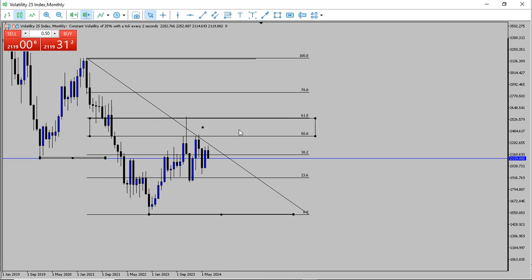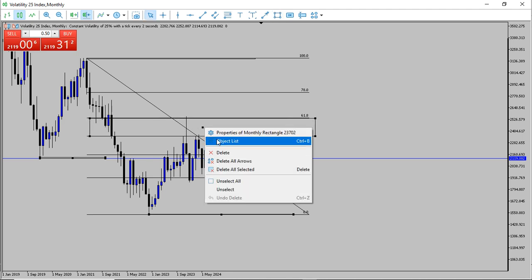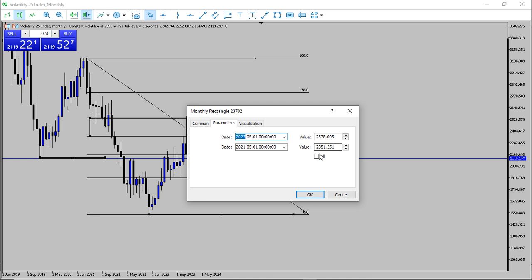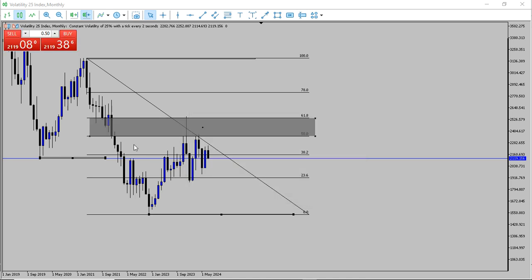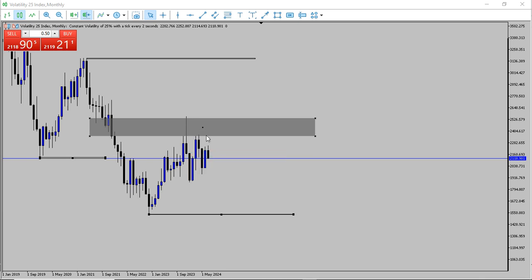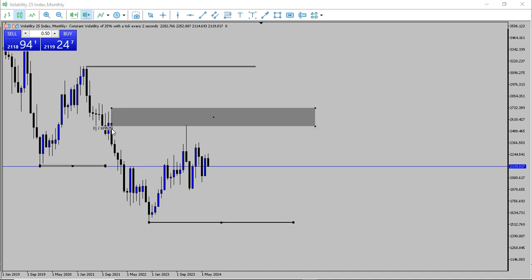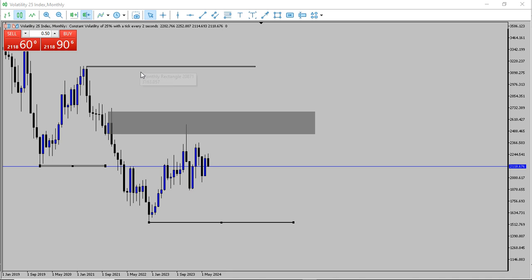tapped into the equilibrium again, the 61.8 Fibonacci level, and we also have a supply zone right there at that 61.8 Fib level, and the supply zone is right here. So price traded higher, it tapped into that supply zone.